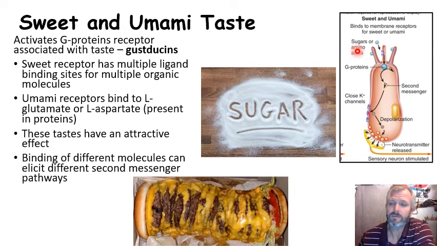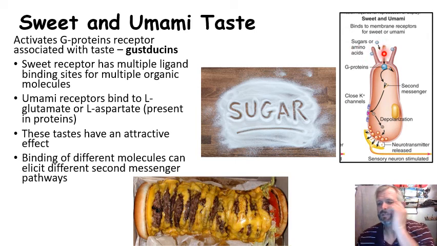Okay, but again, we're activating a G protein, so no channel here. Binding of it activates a G protein. The G proteins are going to activate a second messenger system, and in this case we're going to get closing of potassium channels. Potassium can't leave, that will bring the membrane potential up. We get depolarization, and the depolarization is going to cue the release of neurotransmitter. Okay.